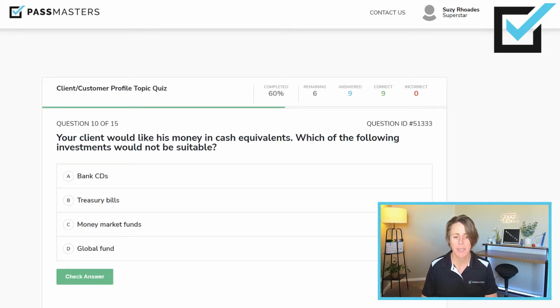Your client would like his money in cash equivalents. Which of the following investments would not be suitable? So cash and cash equivalents are the money market funds. They're as close to cash as you can get. Choices include bank CD, treasury bills, money market funds. Now those are all on the safe side of the risk spectrum. So a cash equivalent, all three of those are cash equivalents. A global fund, no, a global fund's on the equity side of the risk spectrum. That would not be suitable.